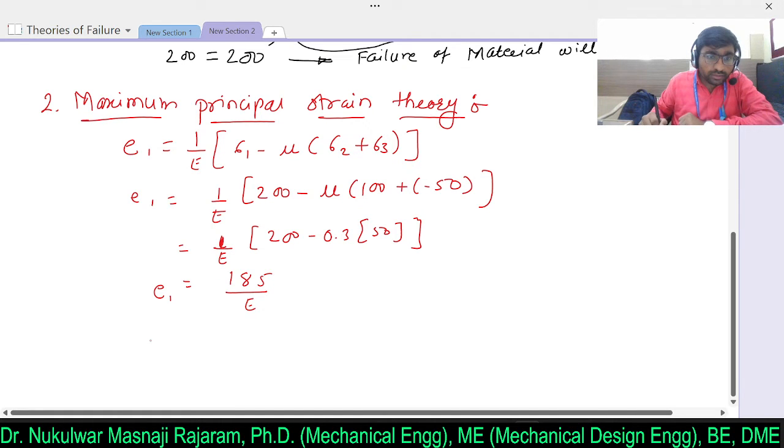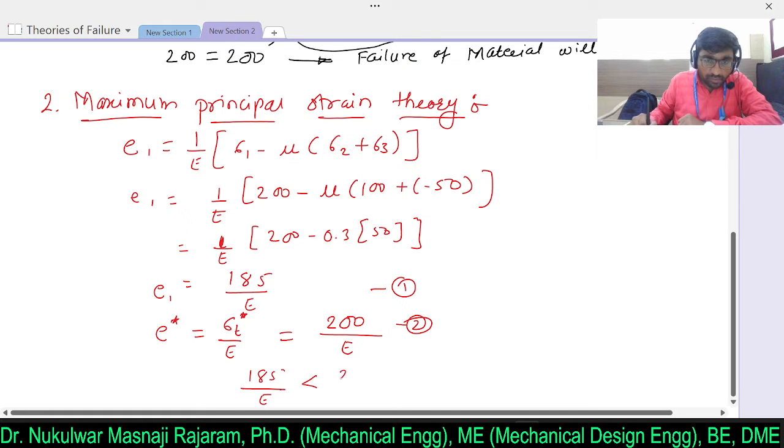So what is the case? We must find the e star also. Clear? So that is strain up to the elastic limit. So that will be the sigma t star divided by E. How much is sigma t star? It is 200 divided by E. Now from equation 1 and 2, if you observe, 185 divided by E is less than 200 divided by E. So E will remain constant as the material is the same.